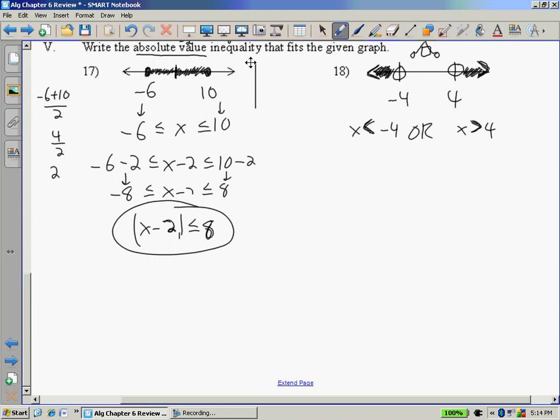However, I don't have an absolute value inequality yet. I do have the opposites, symmetry there, -4, +4. So I'm going to put the x inside the absolute value. I'm going to use the positive version, and the alligator should eat the door because this is an OR. And I'm done.